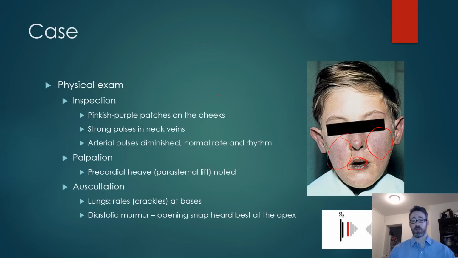murmur. All right, so here you can challenge yourselves a little bit when it comes to heart sounds. Again, I'll have a lecture on this, but you can challenge yourself. There was a diastolic murmur. So what was heard was an opening snap that was best heard at the apex of the heart. So that's going to help us with localization there.